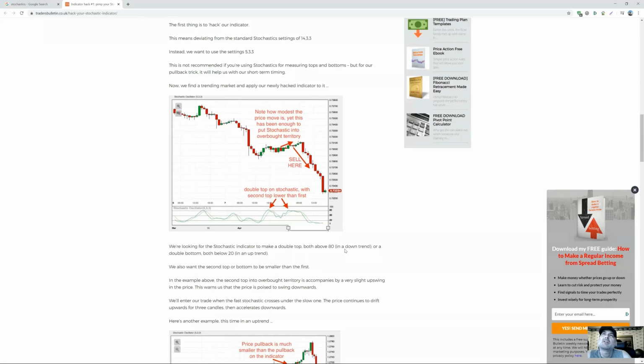And here's another chart here. Downtrend. Now right here it started from these green candles and went up, and you're like, oh, it's going to go back up. And there was a real fake out here. Note how modest the price move is, yet stochastics is into overbought territory. So you came up right here, it was overbought, and then that was it, and it flushed down.